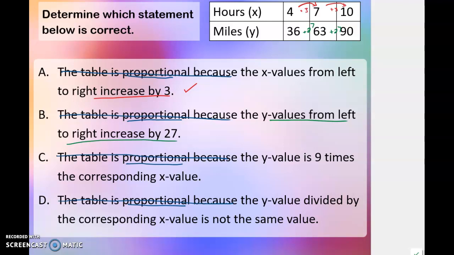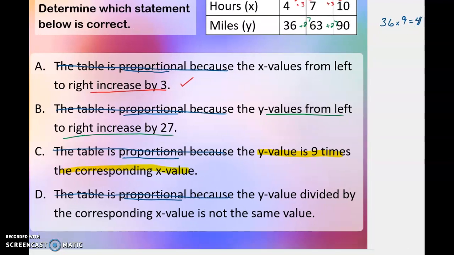The third one is the y value is 9 times the corresponding x value. And so how we're going to find that out is we have here it says the y is 9 times. So it's 36 times 9 is going to equal 4. And that is correct. 36 times 9 equals 4 because that is our simplified ratio, because it can be 1 to 9.